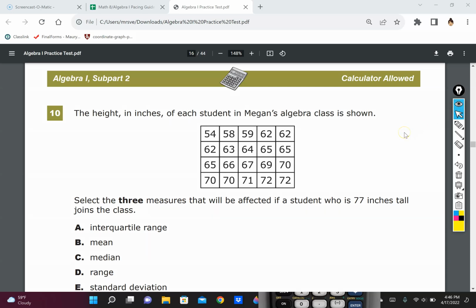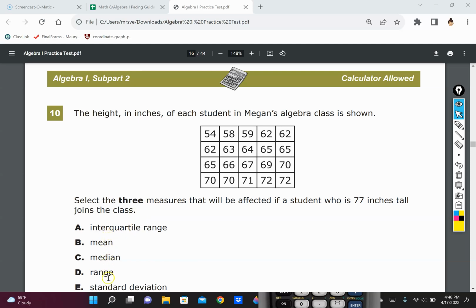Number 10. This is Algebra 1, Subpart 2. The calculator is allowed, and we're actually going to use it on this question. The height in inches of the students in Megan's algebra class is shown. Select 3 measures that will be affected if the student who is 77 inches tall joins the class.